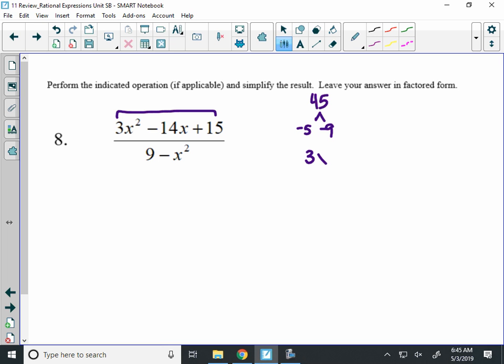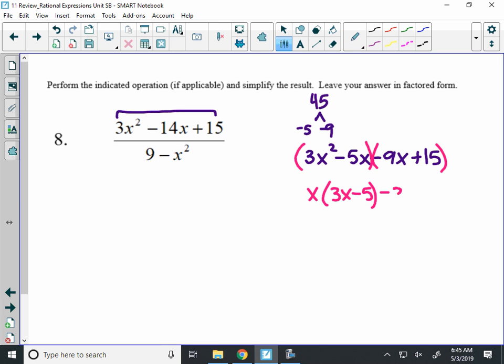So we'll have 3x squared minus 5x minus 9x plus 15. When I group, I pull out my GCF, which here would just be an x, times 3x minus 5, minus 3. There we go. So our factored form will be x minus 3, 3x minus 5. That will be the new numerator of our expression.